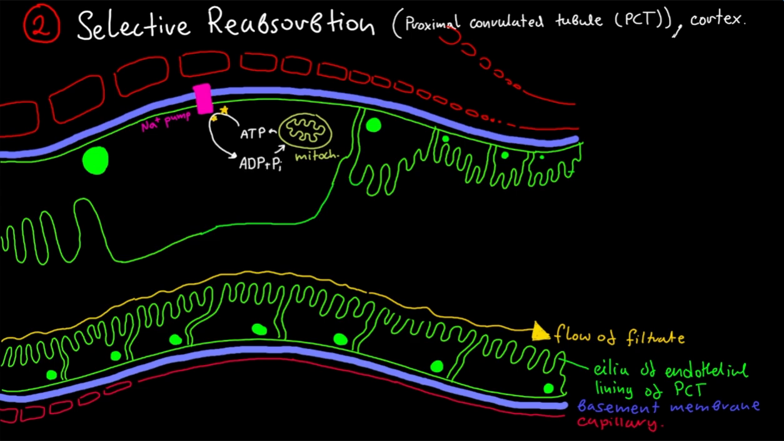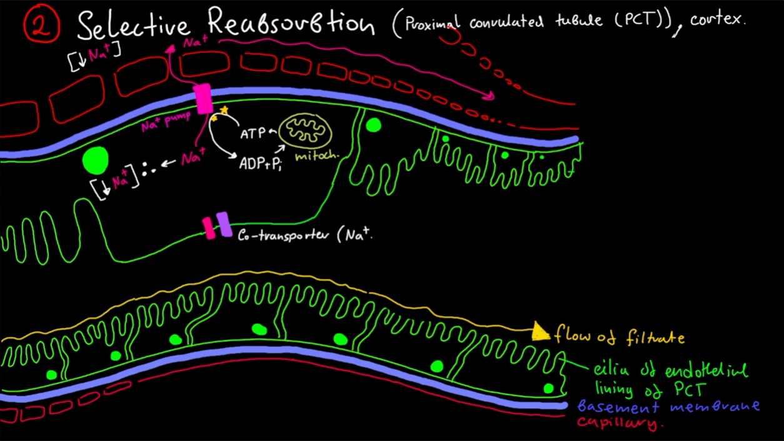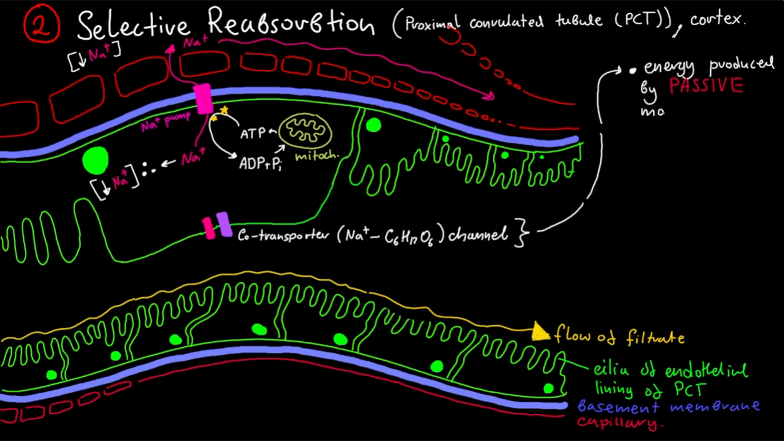So look, we are pumping against the concentration gradient out of the cell, so the sodium concentration inside the cell is really low. This means quite a bit of sodium will diffuse from the filtrate into the cytoplasm of our endothelial lining, this time through a co-transporter, which is a passive movement. This passive movement of sodium down its concentration gradient also supplies energy to move glucose with it, so we also transport glucose with our sodium passively.